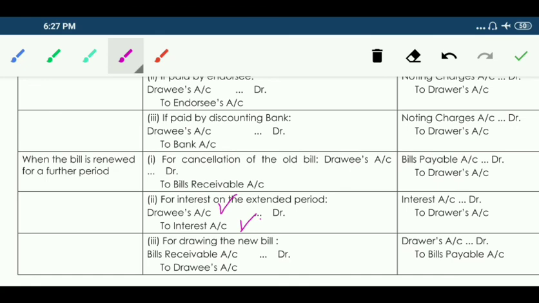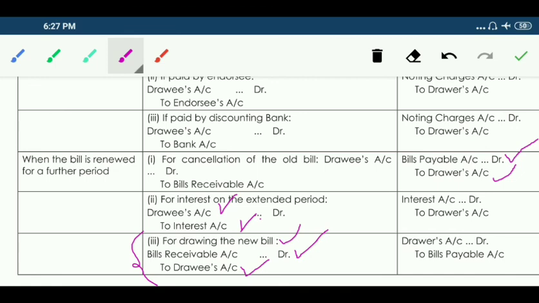Third, for drawing the new bill, bills receivable account debit to drawee's account. This is the normal entry. Now in the books of the drawee, for cancellation of the old bill, bills payable account debit to drawer's account. This is a simple entry. To cancel the bills payable, we debit the bills payable account.